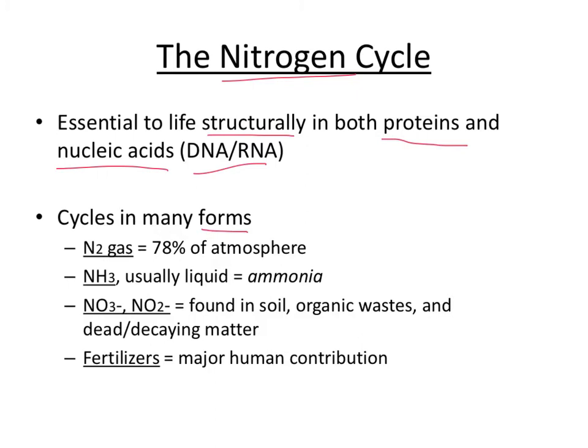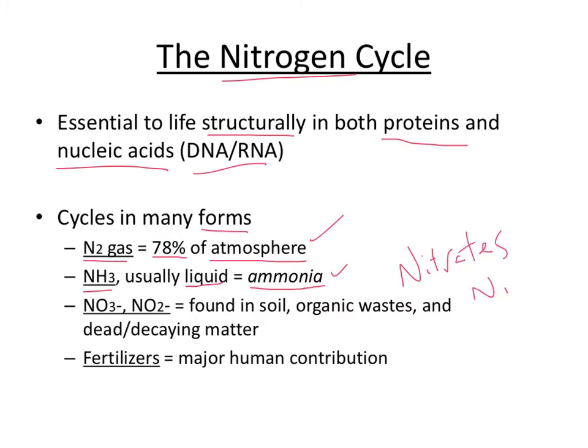So the forms of nitrogen, first one would be a gaseous form called nitrogen gas, N2 gas. This is actually 78% of our atmosphere. So 78% of our air is nitrogen gas. Now we also have some solid nitrogens, kind of like we had solid carbons. The first one is called NH3, or ammonia. Ammonia is actually usually in liquid form, but we can find that also around us on our planet. And then we have what are called nitrates and nitrites.